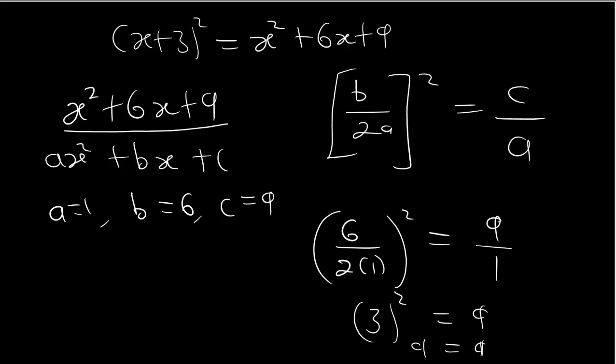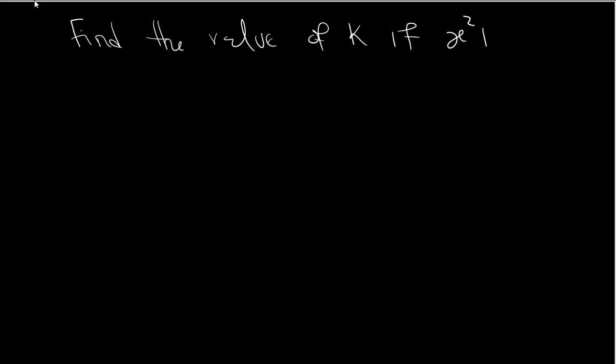Okay, so we want to try and use this particular concept to find some unknown variables. All right, so let's try this particular question. It says, find the value of k if x squared plus 5x plus k is a perfect square.